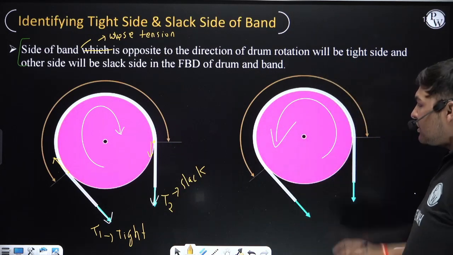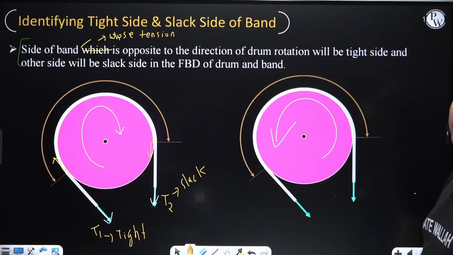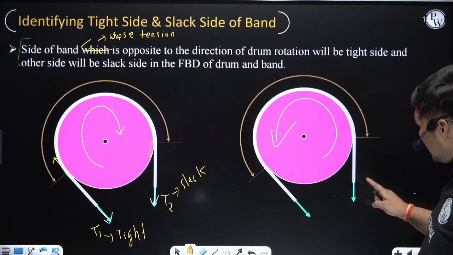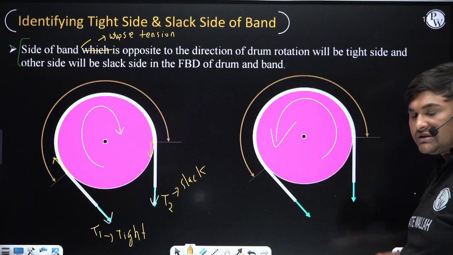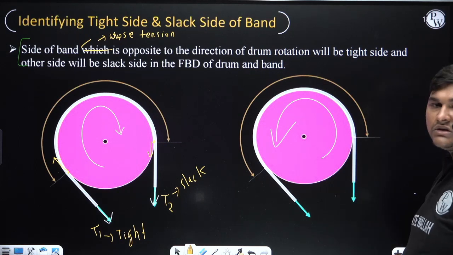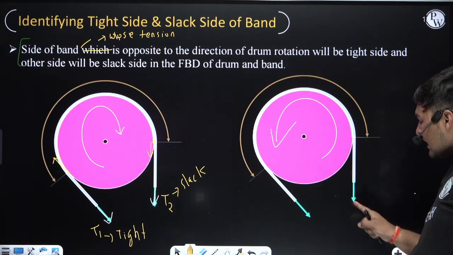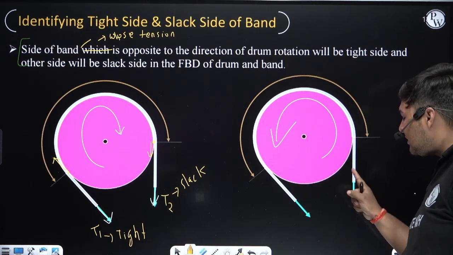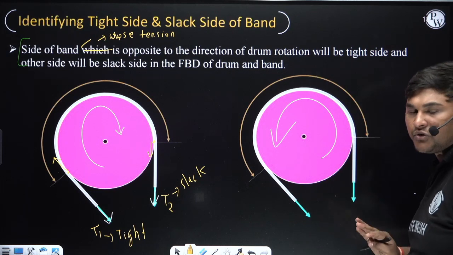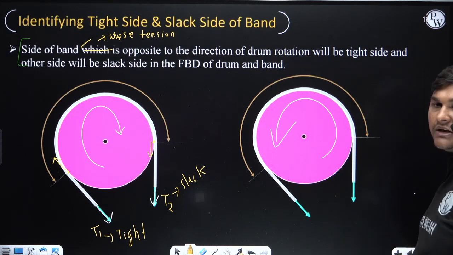Suppose the drum is rotating anti-clockwise. Now which side will be the tight side and which side will be the slack side? So first, on both sides in this diagram, draw the direction of tension. It is the direction of tension for this side, and it is the direction of tension for this side. Now suppose first I am doing the analysis for this side, to find whether it is the tight side or the slack side. If it is tight, the other will be slack; if it is slack, the other will be tight. It is 100% sure.